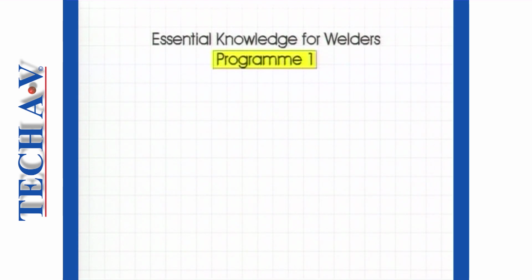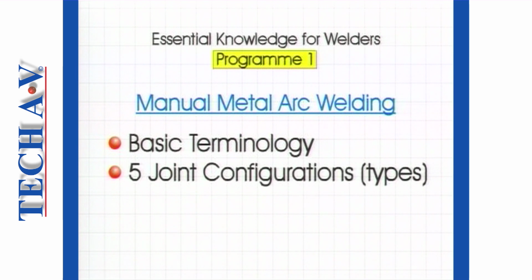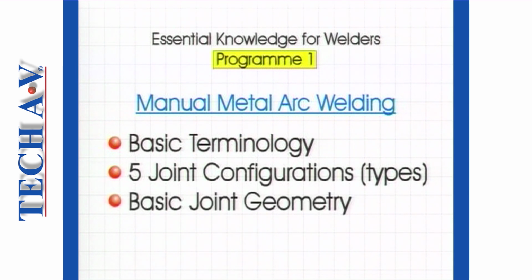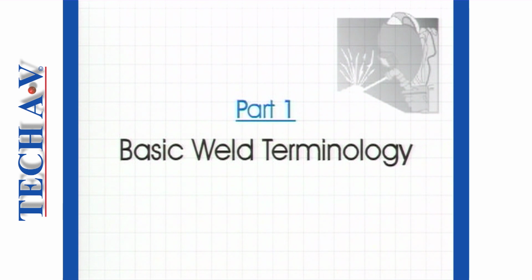In this program, you will learn the basic terminology associated with manual metal arc welding processes, the 5 common joint configurations used in steel manufacture, as well as basic joint geometry. Let us start by explaining some important weld terminologies and the 2 basic weld types.